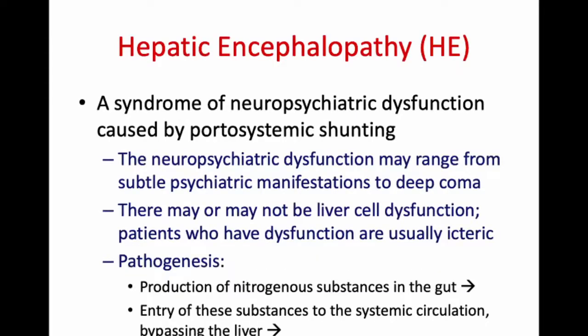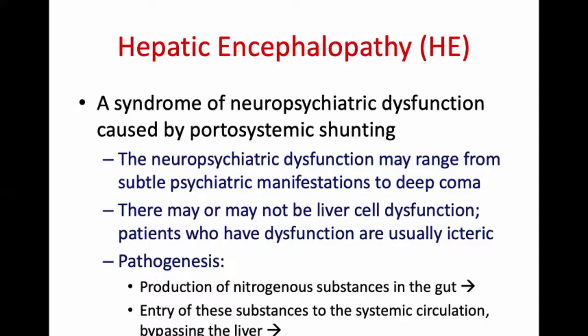So basically, this is a syndrome of neuropsychiatric dysfunction caused by portosystemic shunting. That's basically the meaning of the word. So you can see it's a syndrome. There's a collection of signs and symptoms. And the syndrome consists of neuropsychiatric problems, neurological problems and psychiatric problems. Both are there. And the reason for that is not an infection or anything, but portosystemic shunting.